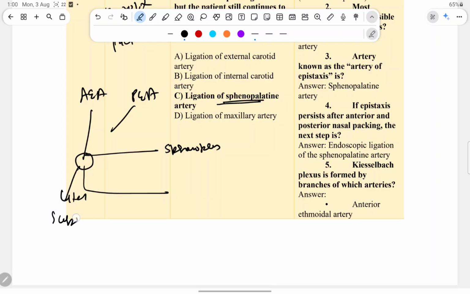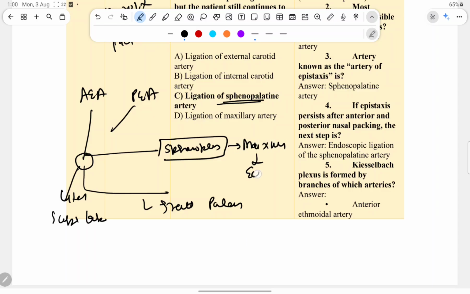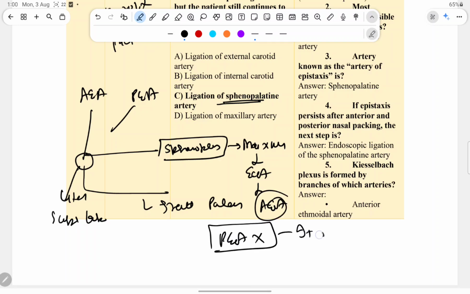Superior labial and greater palatine artery. First we will try to ligate the sphenopalatine. If this fails, then we will ligate the maxillary. If this also fails, then the external carotid. If this also fails, then the anterior ethmoidal artery. Posterior ethmoidal artery is never the answer, because it does not form Kiesselbach's plexus.